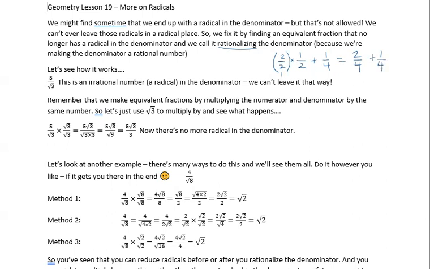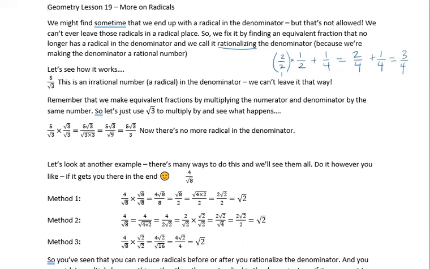And now we can add these fractions because the denominators are the same, and we change this denominator by multiplying by 1. It's just that we made the 1 2/2 so that it would make that bottom a 4 as well. So that's what we're going to do. This is an irrational number. There's this radical in the denominator, and we can't leave it that way.